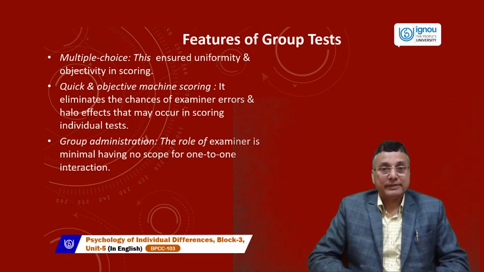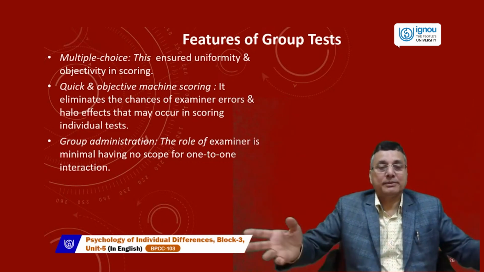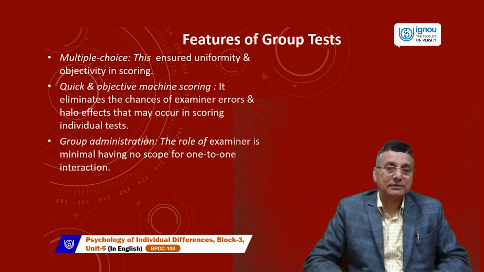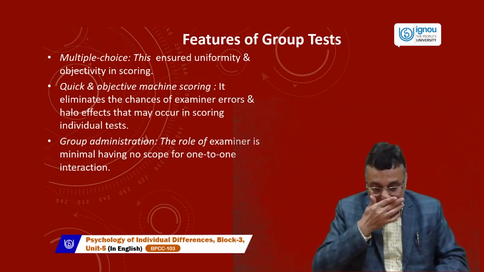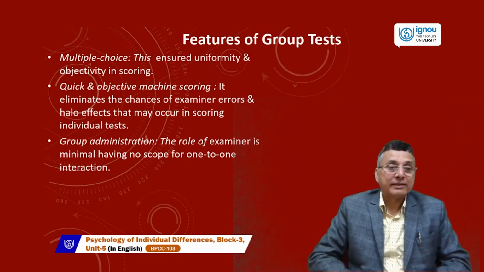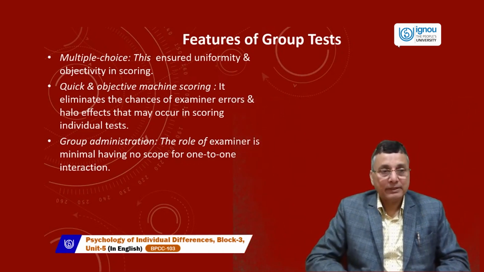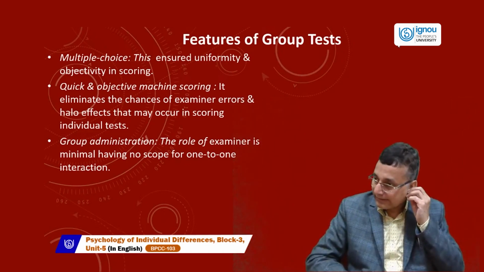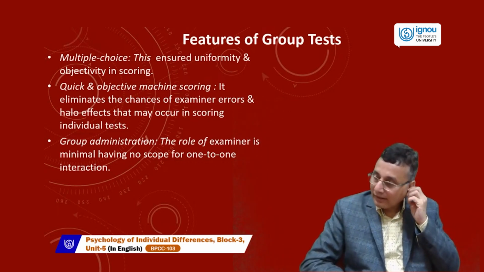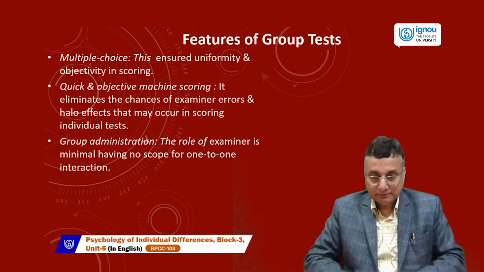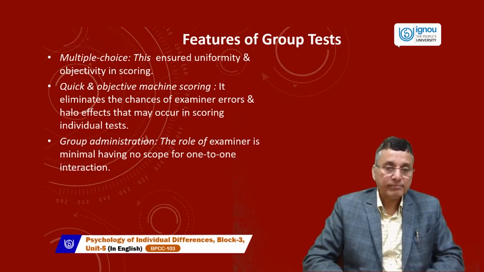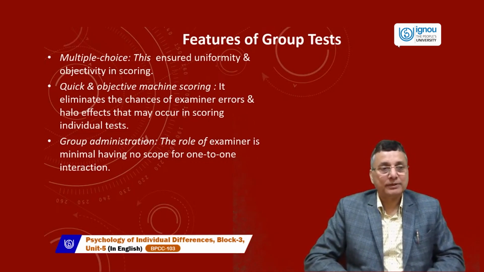It eliminates the chances of examiner's error and halo effect that may occur in scoring individual tests. So here, you can give the question paper to 1,000 people, and they have to answer on an OMR sheet, and the OMR sheet can be easily scanned and you will get the answers through the computer. Then in group administration, the role of the examiner is minimal. That's why in the UPSC exam or any exam, the invigilators are not very expert in these things, but they just observe that the candidates are not cheating or if they need anything. The role of the examiner is minimal, with no scope for one-to-one interaction.